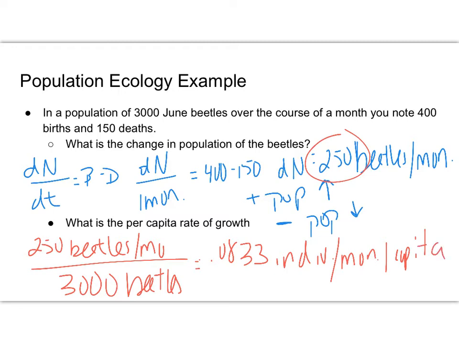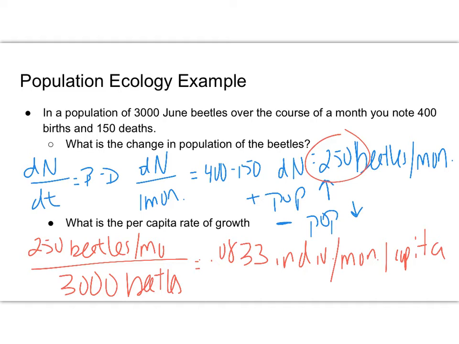So what does this mean? Well, if we think back to the previous slide where we said that per capita birth rate or death rate is my number of births or deaths per unit of time by an average member of the population, what this means is that an average beetle in this population of 3,000 beetles is having 0.0833 births each month. Yes, I know a beetle can't give birth to part of a beetle.